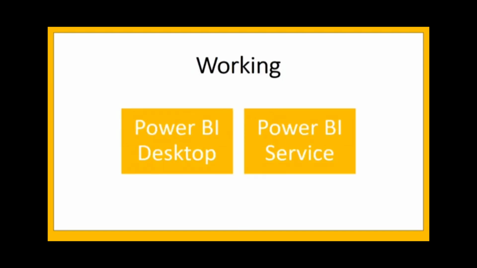So how does Power BI work? Power BI actually works in two parts. First is the Power BI Desktop, and the second is the Power BI Service. Power BI Desktop is a software that you need to install on your computer, and it would carry out all of your tasks, that is, whatever data cleaning and data visualization tasks there are, they would be done with the help of Power BI Desktop.